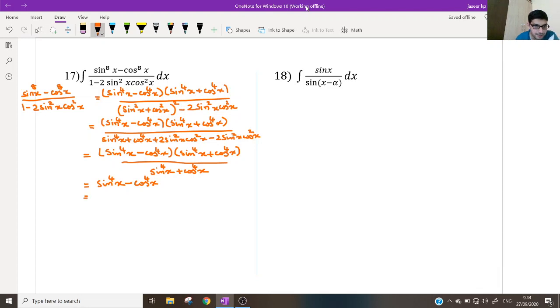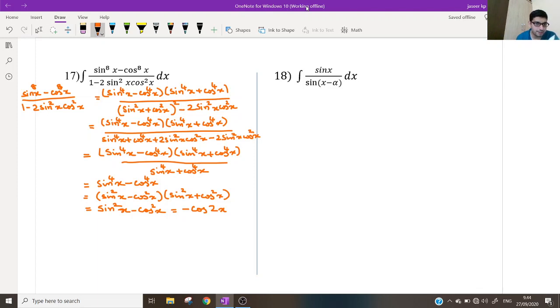Now again if you factorize this, it will become sine square x minus cos square x into sine square x plus cos square x. So this will become 1. So it is equal to sine square x minus cos square x. So now this can be written as minus of cos square x minus sine square x. That is nothing but minus cos 2x. Cos square x minus sine square x is cos 2x. So it is minus of that. So it's equal to minus cos 2x.